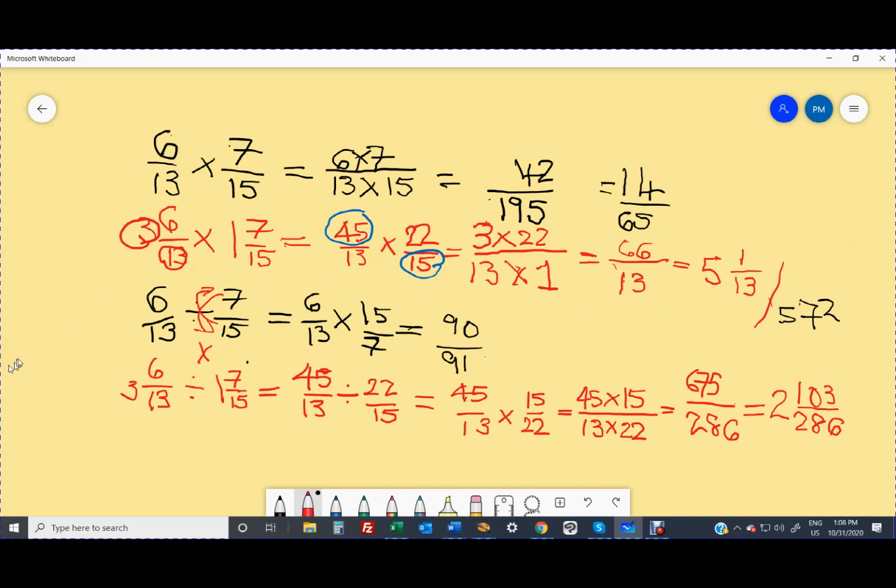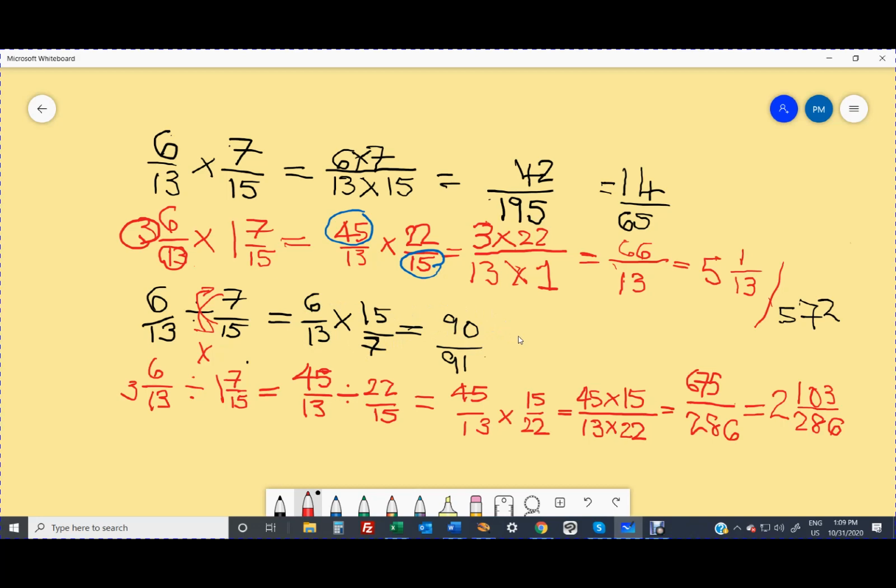So again, looking at here, we got 6 over 13 divided by 7 over 15. What we did, we flipped the 7 and the 15. We put 15 on the top, 7 on the bottom. We ended up with 6 times 15 divided by 13 times 7. And that equals 90 divided by 91.